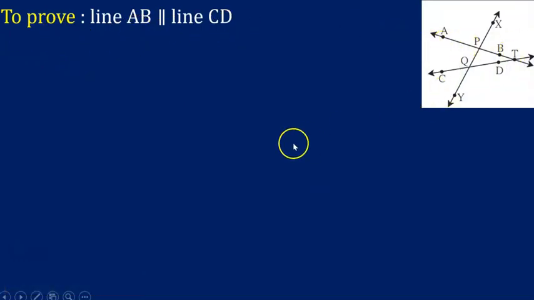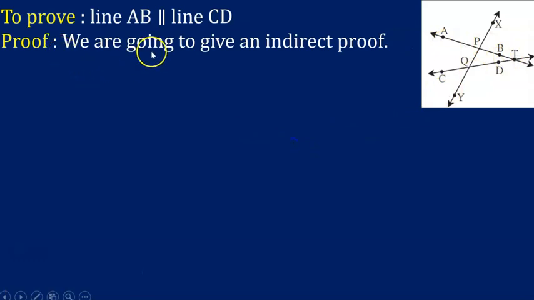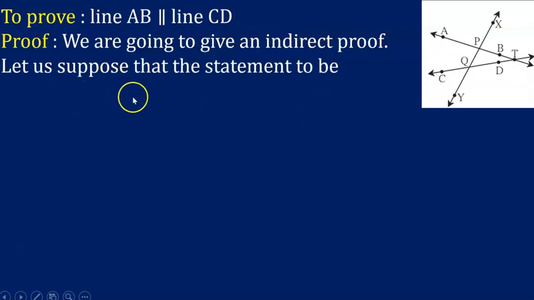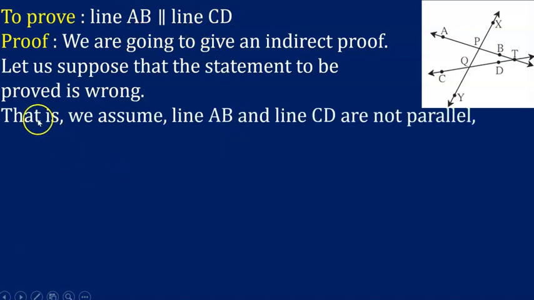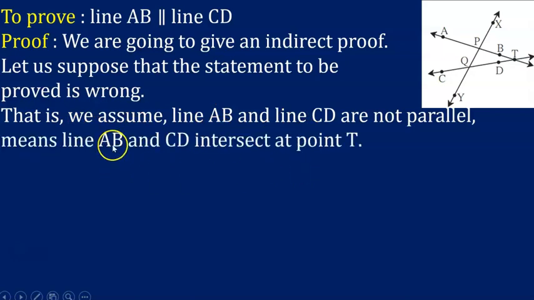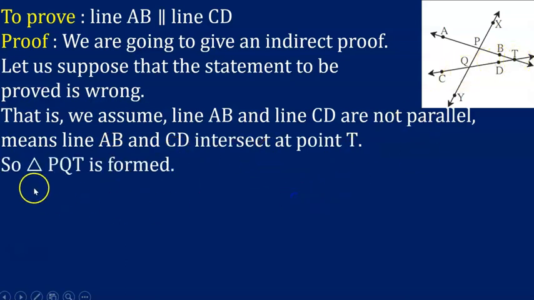First, to prove that line AB is parallel to line CD, we are going to give an indirect proof. Let us suppose that the statement to be proved is wrong. Means what? Line AB is not parallel to line CD. Then what will happen? That is, we assume line AB and line CD are not parallel, means line AB and line CD intersect at point D. So, triangle PQT is formed.